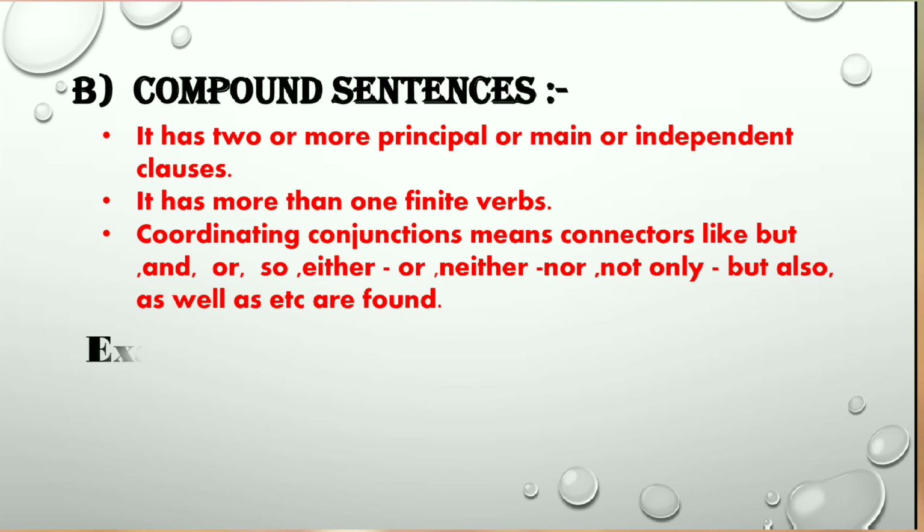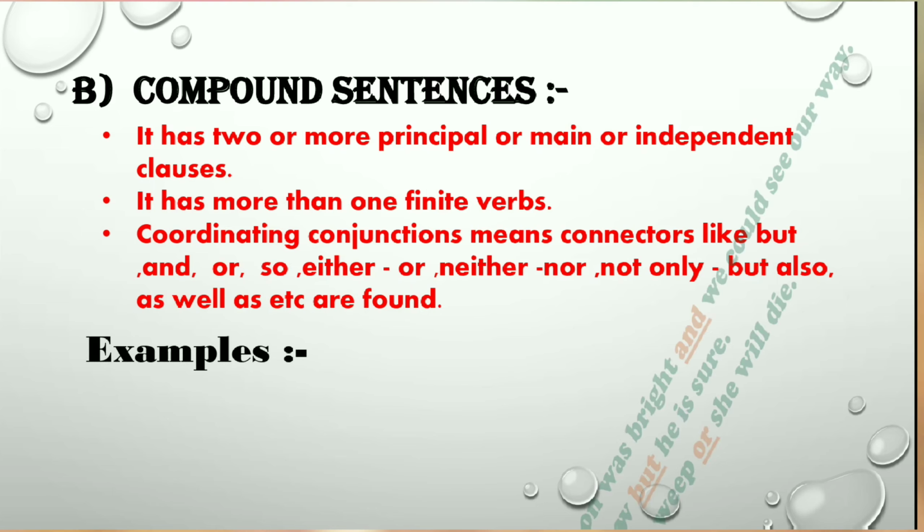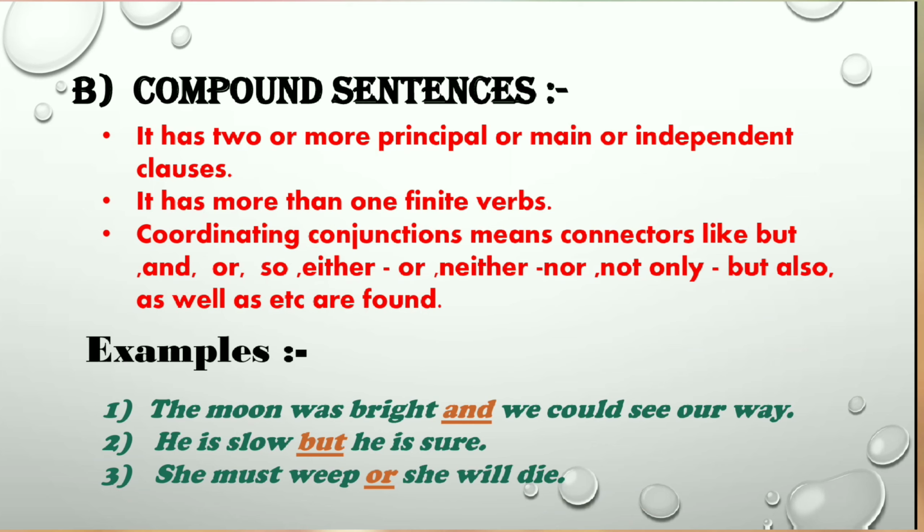Friends, now I would like to tell you some examples. The moon was bright and we could see our way. In this sentence, the moon was bright is one principal clause. We could see our way is also another independent or main clause. And these two main clauses are joined together with the connector and.